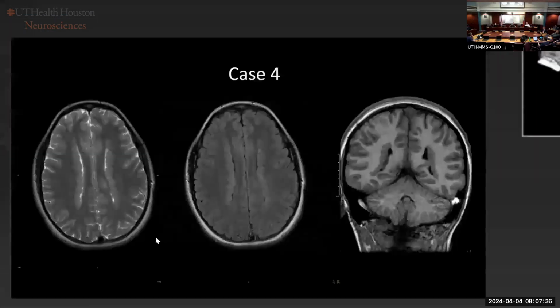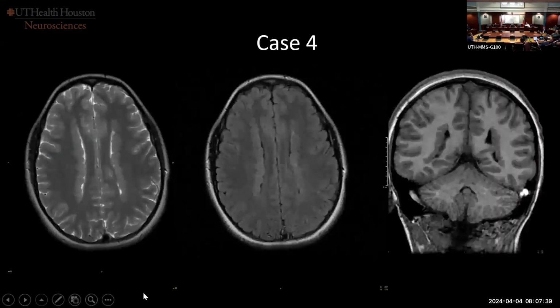Case 4. This I used to miss a lot when I started reading, because symmetric disease is so easy to miss. Symmetric lesions are so easy to miss when you don't know what you're looking for.